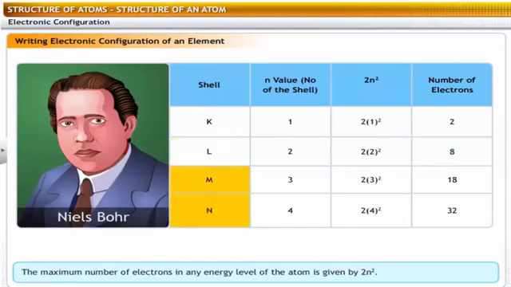Similarly, for M and N shells, the maximum number of electrons that can be accommodated are 2 multiplied by 3 squared, which equals 18, and 2 multiplied by 4 squared, which equals 32, respectively.